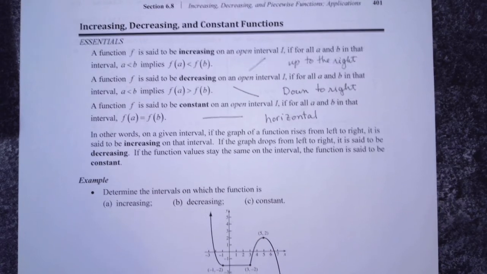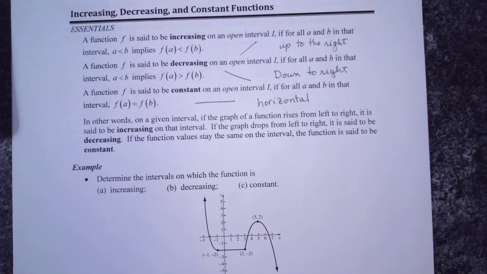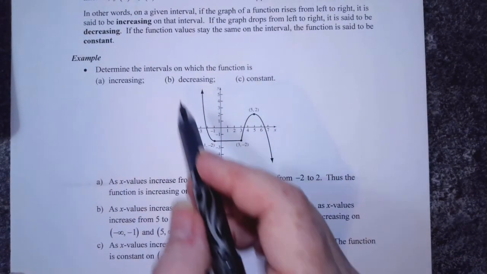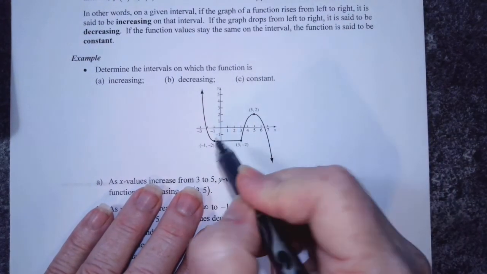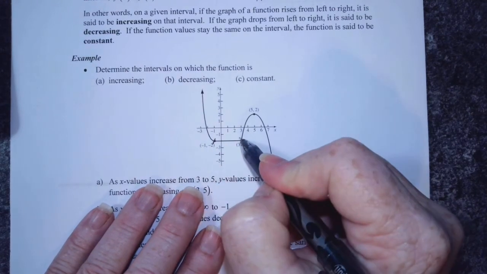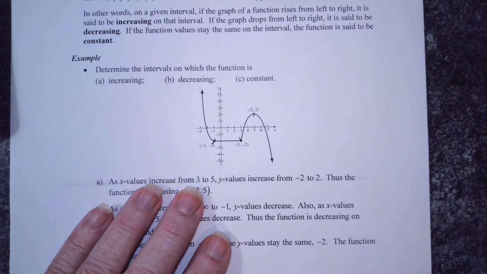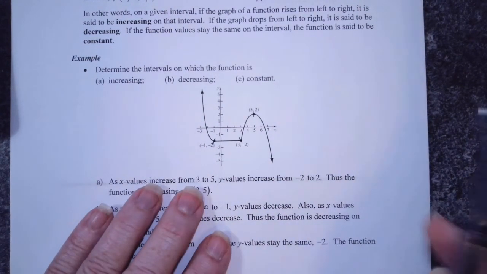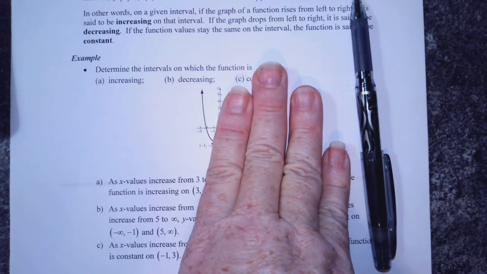Now, if you're given a graph and asked where it is increasing, decreasing, and constant, what we're going to do is start from the left and start moving to the right. Okay? If I look at this point and this point, those are the points where the graph seems to change directions. So let's start from the left and go to the right. On that part of my graph that I'm showing right there, is it increasing, decreasing, or constant?